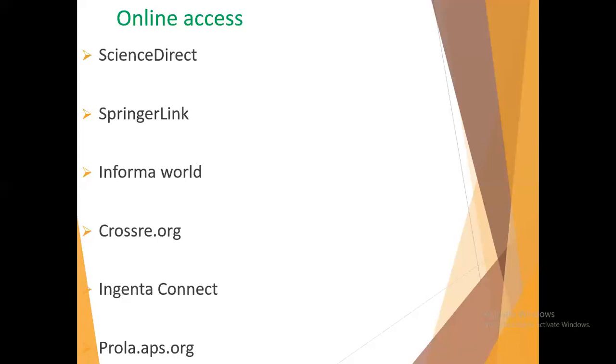Then next, Crossref is also a platform where you will get some kind of journals. At the same time, Ingenta Connect is considered to be the world's largest source for scholarly publications. And there is journals.aps.org, which I think means the Physical Review online archive. APS is basically the American Physical Society.